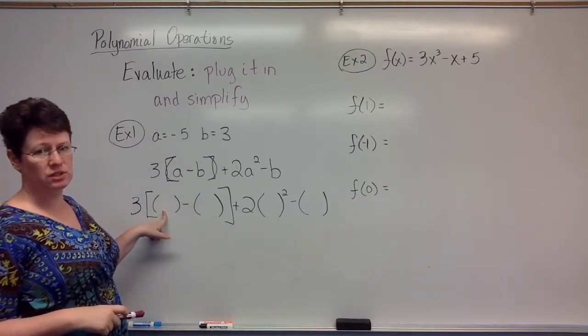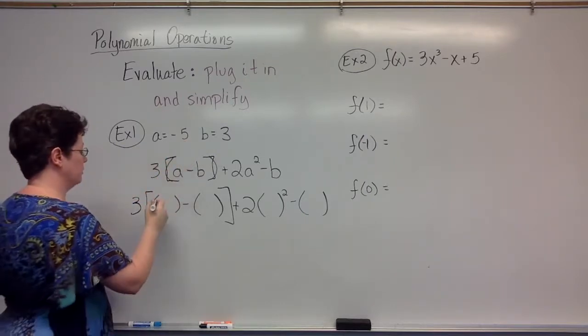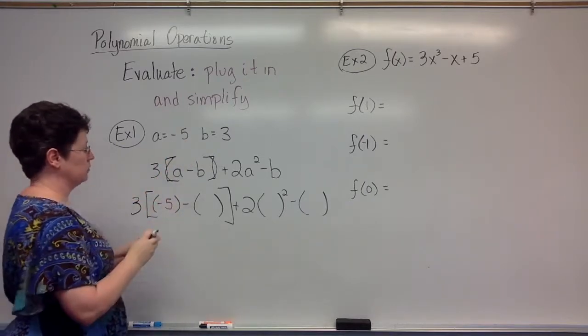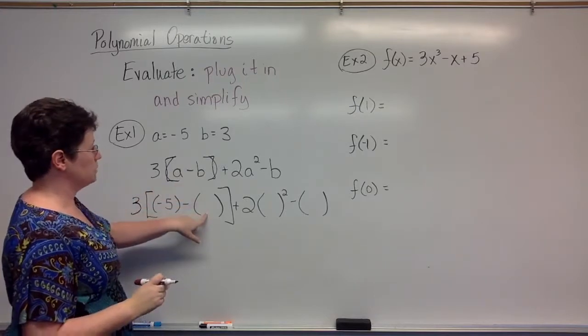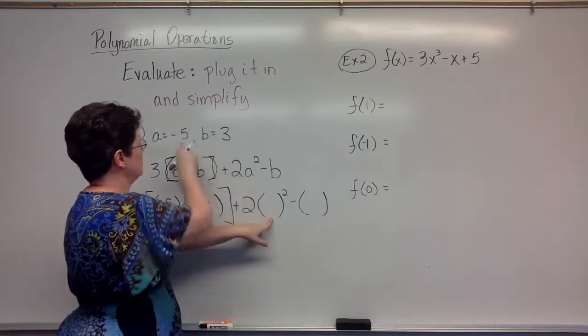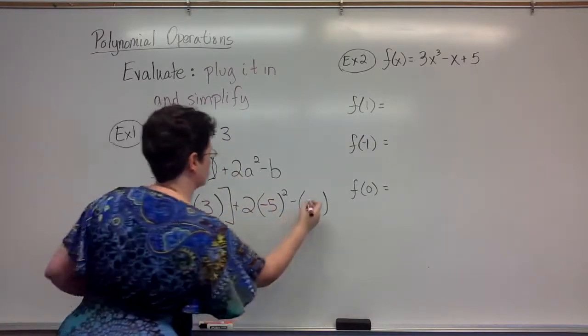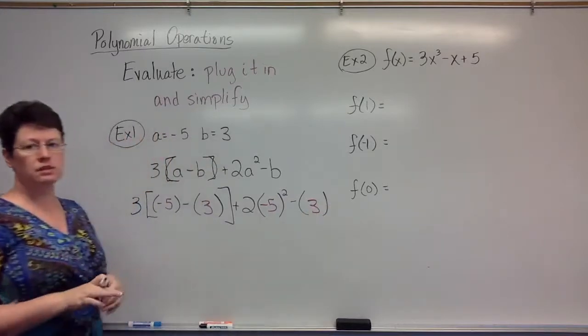What did this first parenthesis represent? A. What's A? -5. Okay, -5. Cool. All right. This was a B. B is 3. This one's an A. That's -5. This one's a B. B was 3. Okay, so now we can simplify.